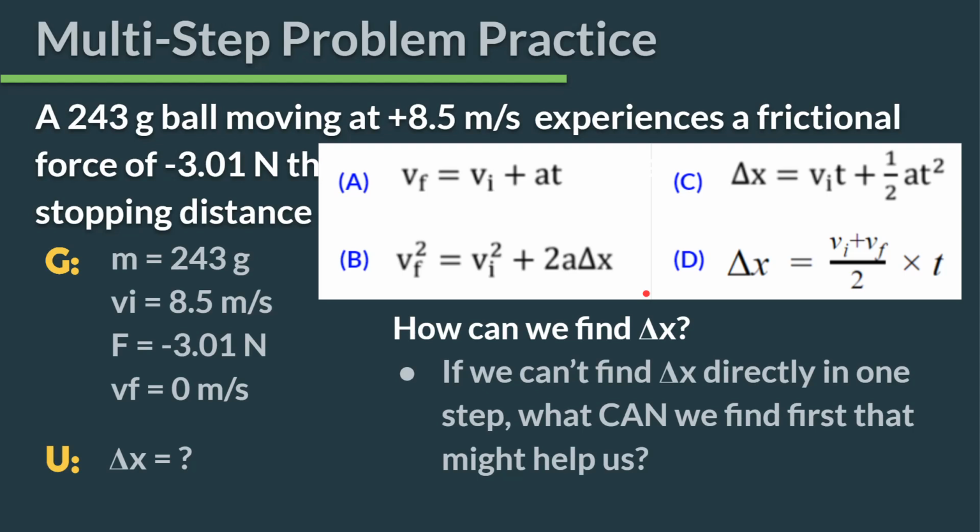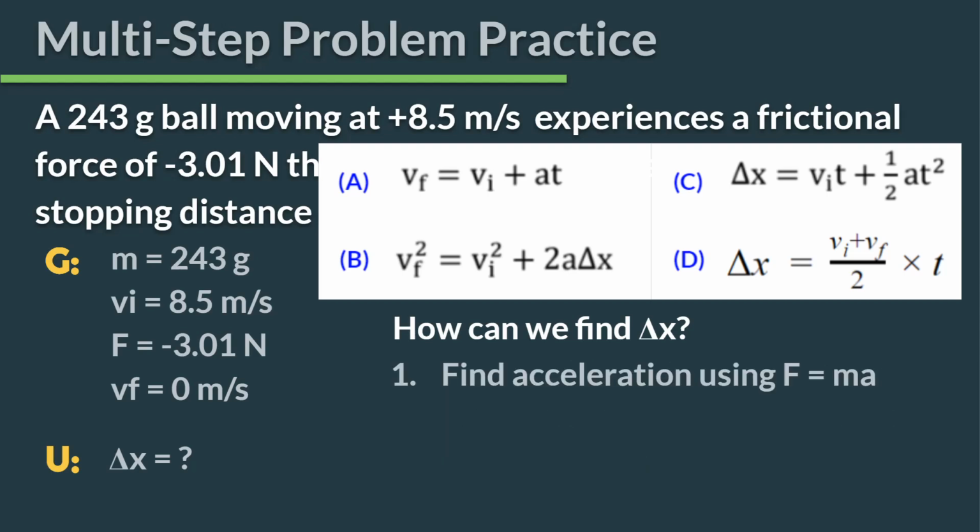If we can't find it directly in one step, what can we find that we could use? Acceleration, right? We can find acceleration. Not with those equations, though. We can find acceleration with F equals ma, because I have a force and I have a mass.